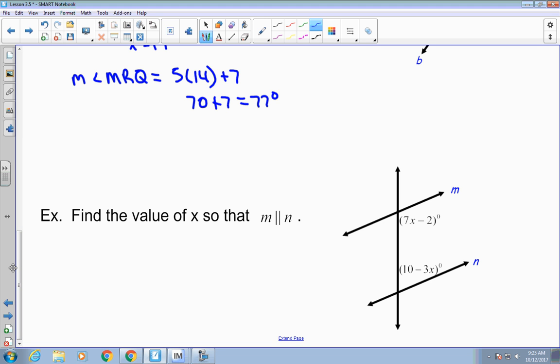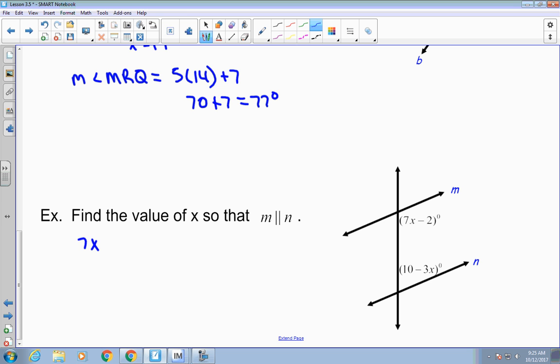Find the value of x so that m is parallel to n. What kind of information do we have here? They're consecutive interiors. They're both inside on the same side of the transversal, yes? Okay, so what has to be true about these? They have to be supplementary.